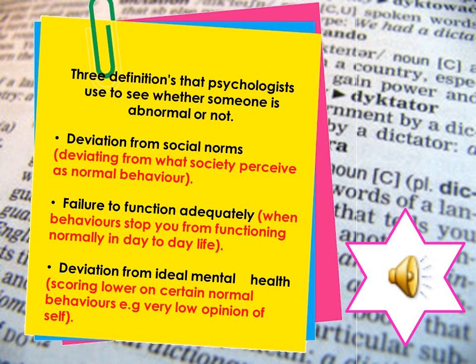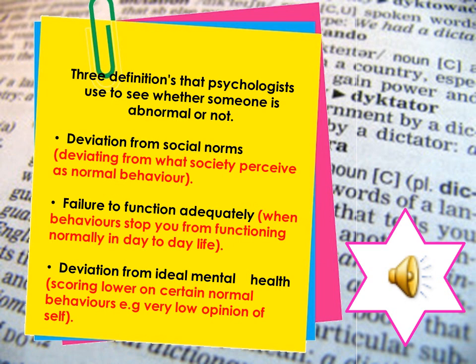So deviation from social norms would be deviating from what society perceive as a normal behaviour. So for example, not being nude in public places, etc. So failure to function adequately would be when your behaviours stop you from functioning normally in day-to-day life. So this may be that your behaviour is affecting your hygiene or your nutrition, so you're not washing properly, you're not eating properly, that kind of thing.